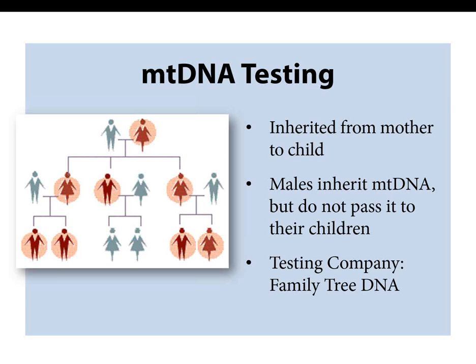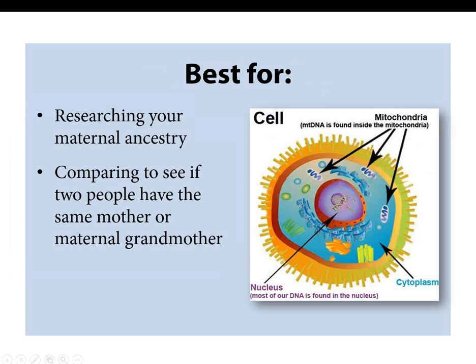So on this chart here, the four people in red on the bottom generation all carry the mitochondrial DNA of their matrilineal grandmother, who in turn would have had her mitochondrial DNA from her matrilineal ancestors. Now, mitochondrial DNA, or mtDNA, has been used in genealogy when researching one's matrilineal ancestry and comparing if two people could be matrilineally related.